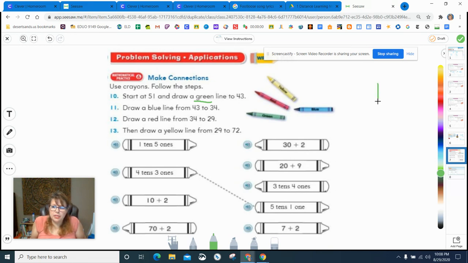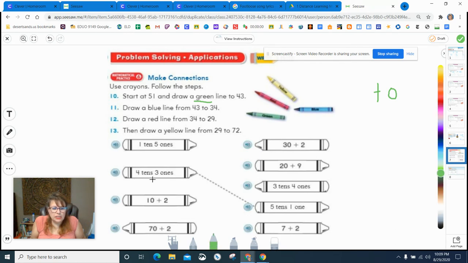So I'm going to put TO just to help me out. Okay, 1 ten and 5 ones. Now, is that 51? No, that's 15. So is that a good choice? No, so I'm going to erase it. I'm not going to use that one. Remember, I'm looking for 51.